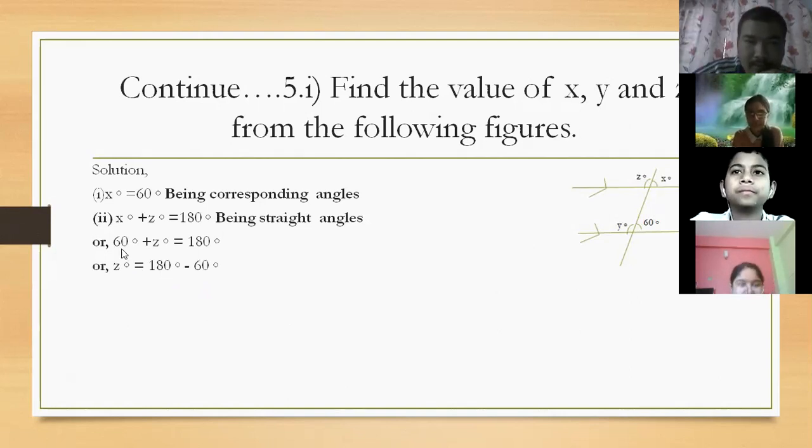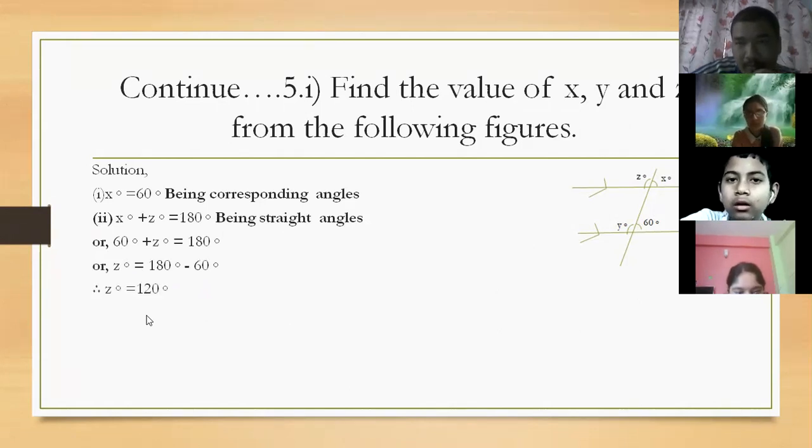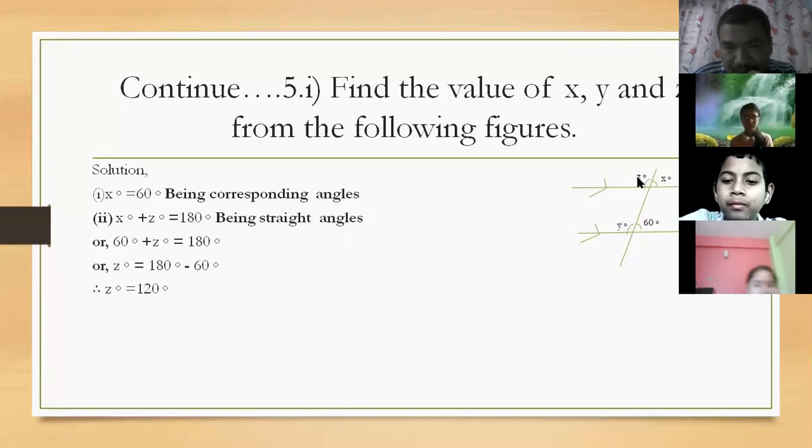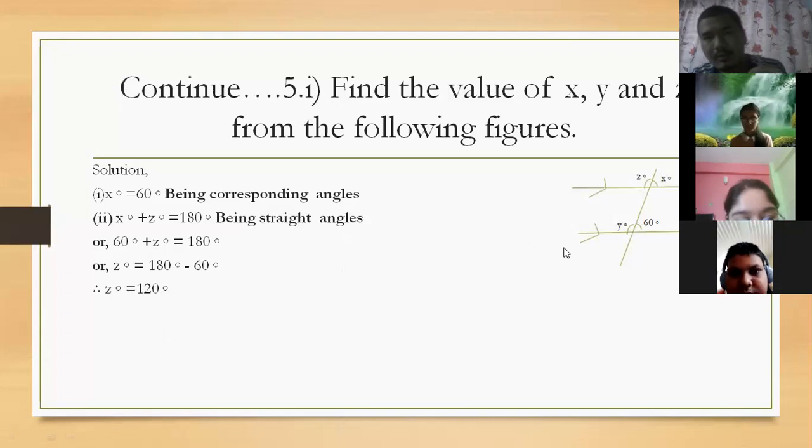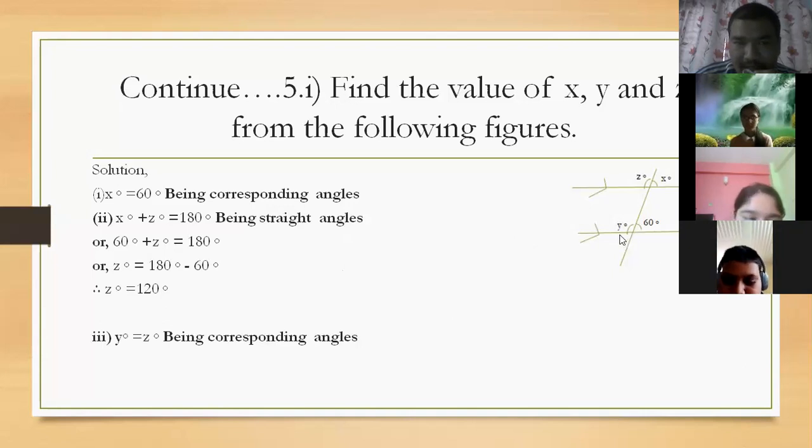Yes, sir. What is the value of Z? 120. Very good. And when you get the value of Z, what will Z and Y be? Corresponding angles. They will be equal, because these two lines are parallel, and Z degrees and Y degrees are corresponding angles. Then Y degrees equals Z degrees, being corresponding angles, so the value of Y will be 120 degrees. Are you clear, children?